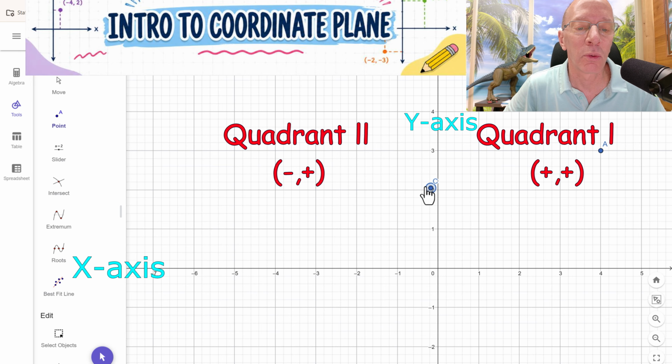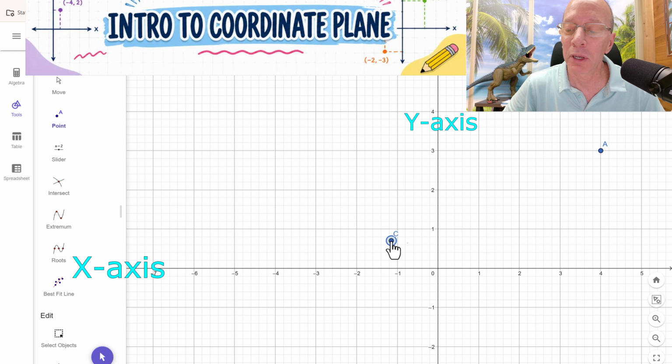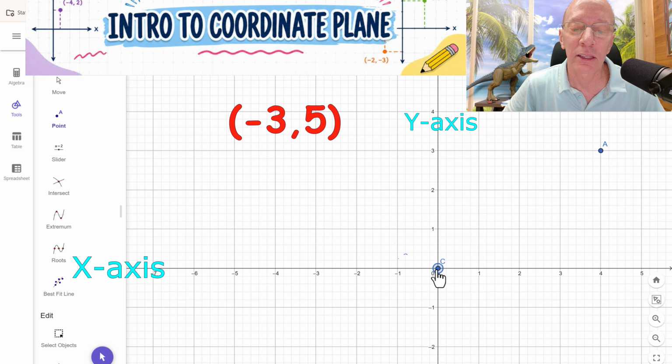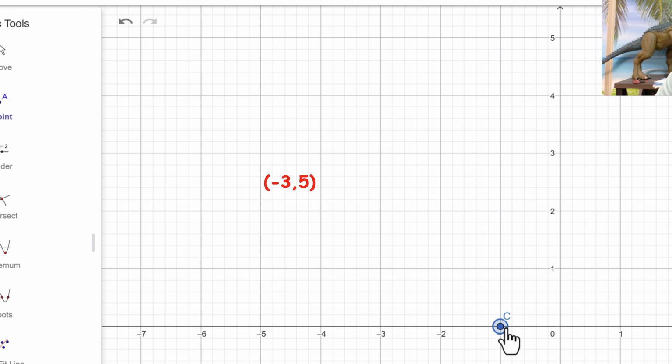All right, let's go ahead and work with quadrant 2 right here. Now, quadrant 2 is a little different because the x-axis is negative and the y-axis is positive. So I'm going to go ahead and plot the point negative 3, 5. So I'm going to move over. We're starting at the origin of 0. I'm going to move over negative 1, negative 2, negative 3. Now, the y-axis is positive, so all I have to do is go up 1, 2, 3, 4, 5 right here. So this point right here is plotted at negative 3, 5.